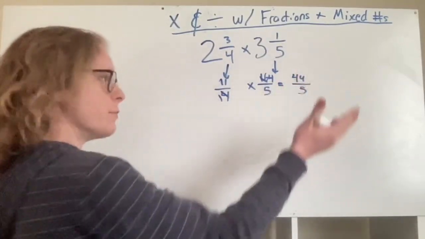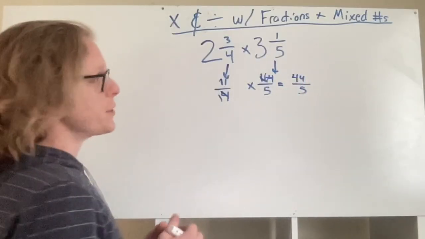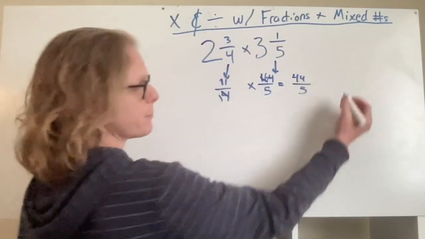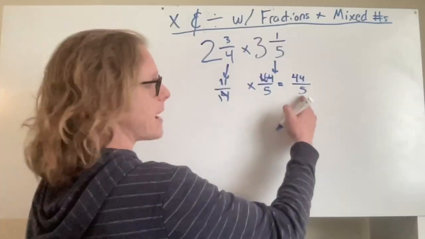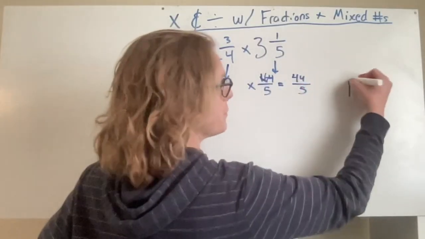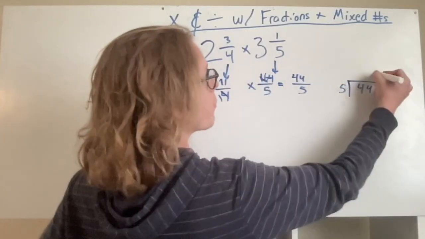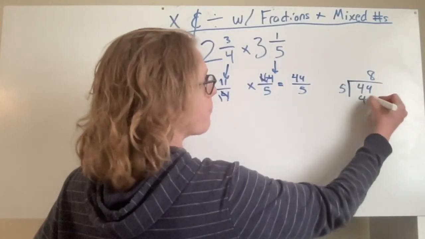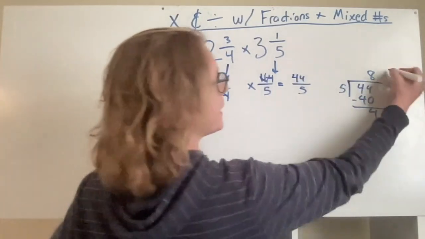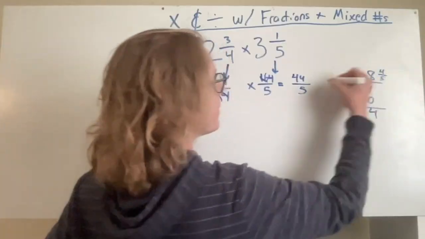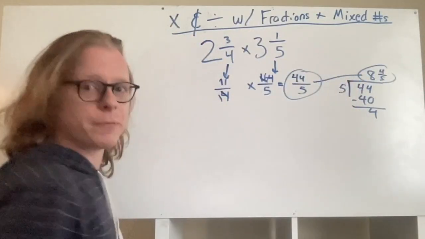Now that's a perfectly acceptable answer, but usually they're going to want you to put your answer as a mixed number. So remember, we can do that by dividing. How many times can 5 go into 44? If we need to, we can do it out here. 5 goes into 44 8 times, which is 40, right? 8 times 5, leaving us 4 left over. So it's 8 and 4/5. Okay? Remember, these two have the same value.